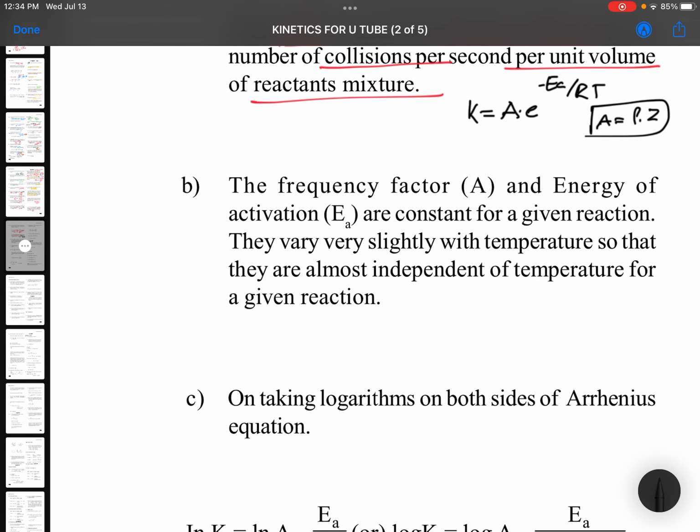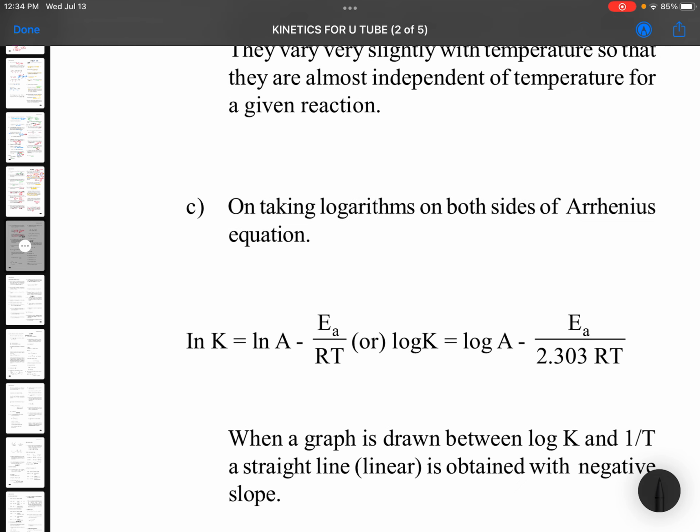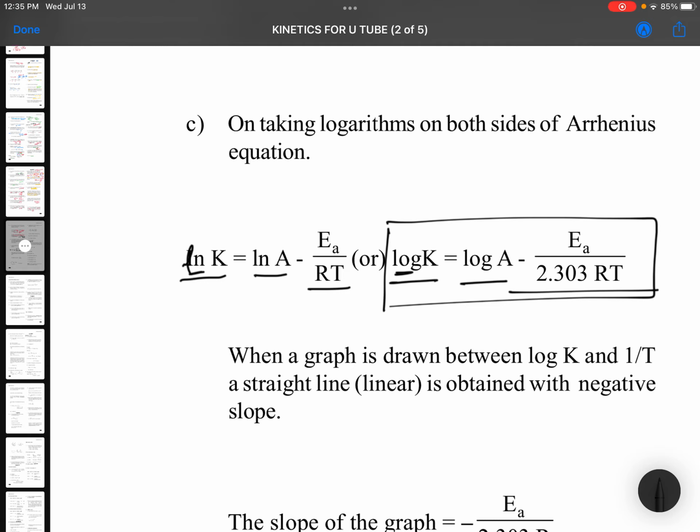Practical fact it is, on taking logarithms on both sides of the Arrhenius equation, you can get this equation. ln k = ln A - Ea/RT, or log k = log A - Ea/(2.303 RT). Okay, now in place of ln, if you are taking log k, you need to multiply by 2.303.